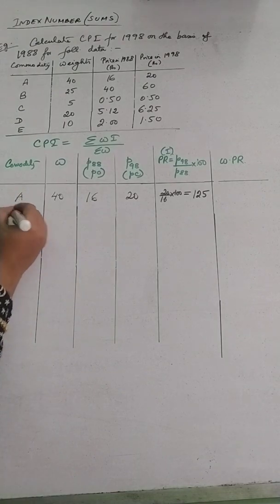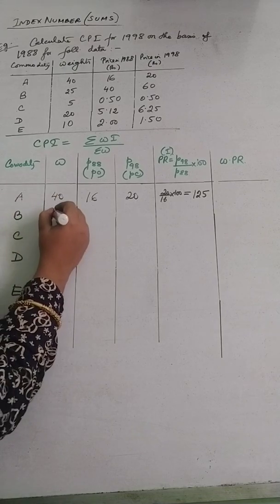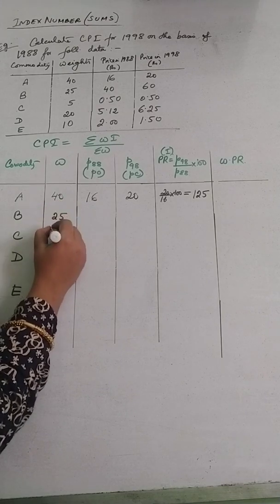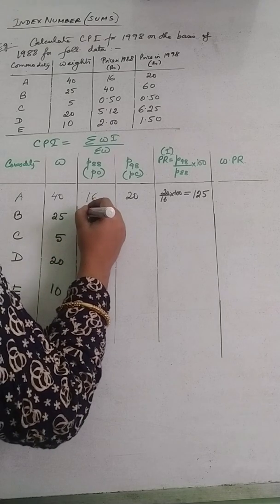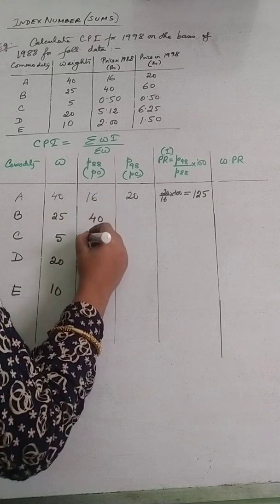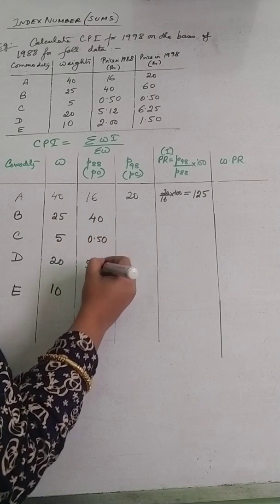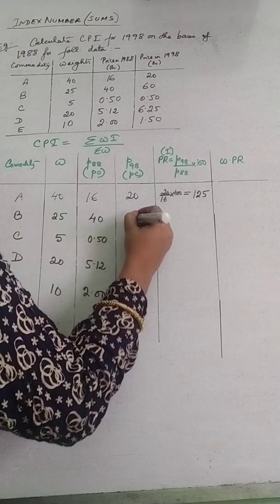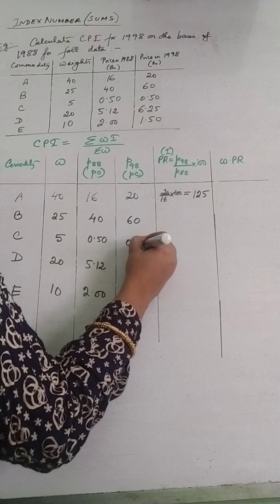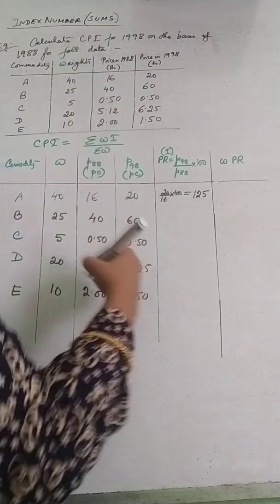Here next is your B. I'm just estimating how much space I will need. D and E. Okay. So this is 25, 5, 20, 10. This is 40. This is 0.50. This is 5.12 and this is 2. This is 20, this is 60, this is 0.50, 6.25, 1.50. Just copying it down.